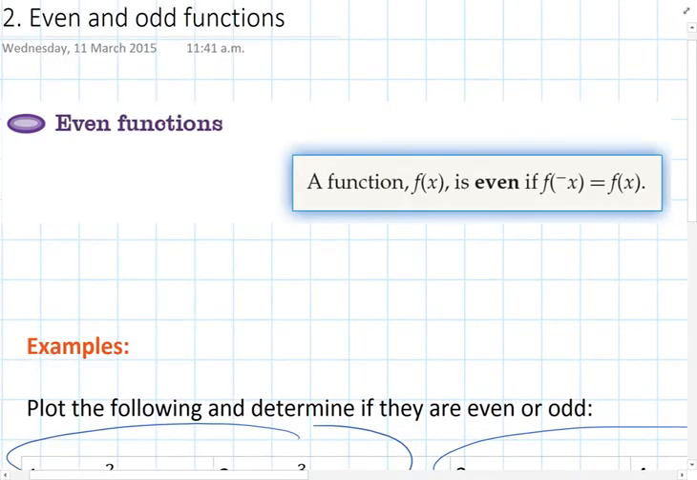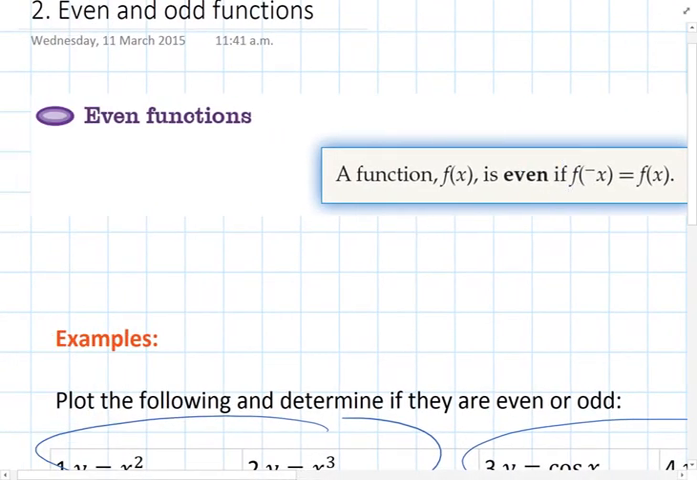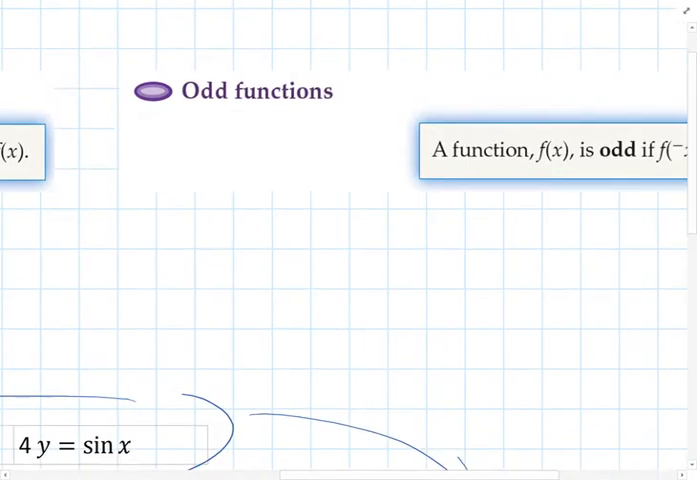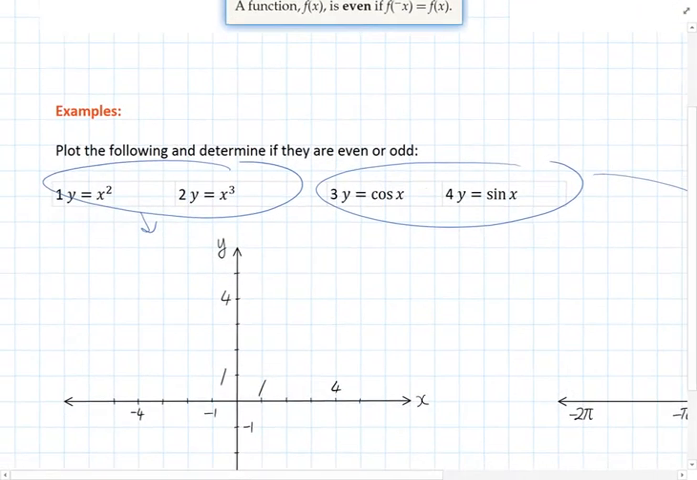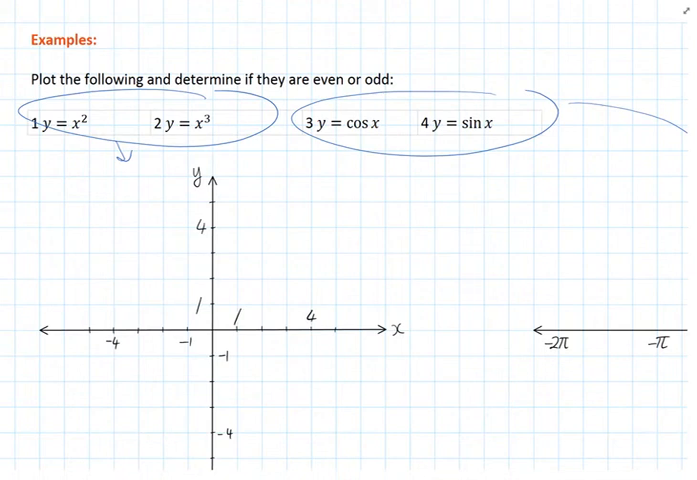So a function is even if when you put a negative value of x in, you end up getting the same value for your function of positive x. And an odd function is simply the opposite of that. If you put in a negative value of x, you'll get a negative value of your function. So we're going to look at 4 examples here and try and determine if they're even or odd by their graph.